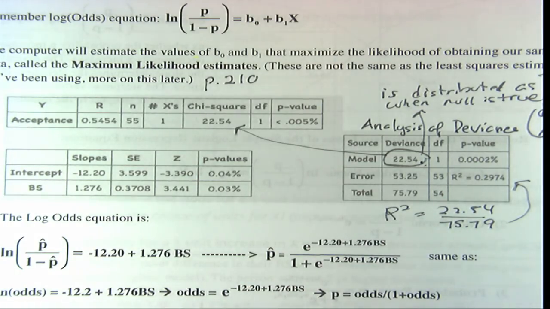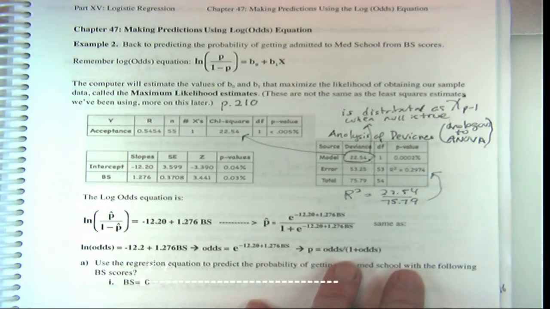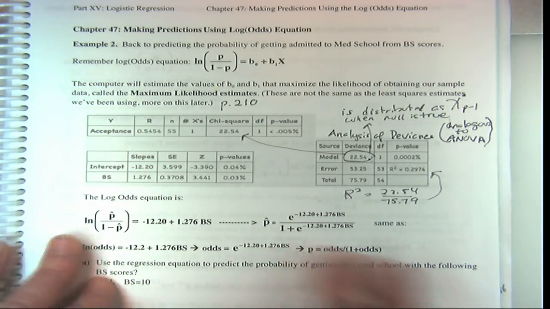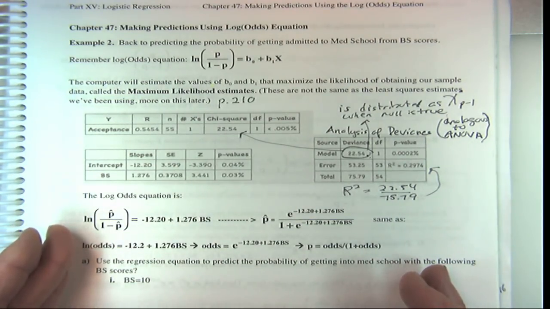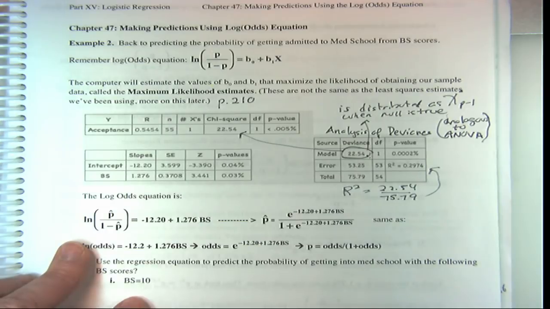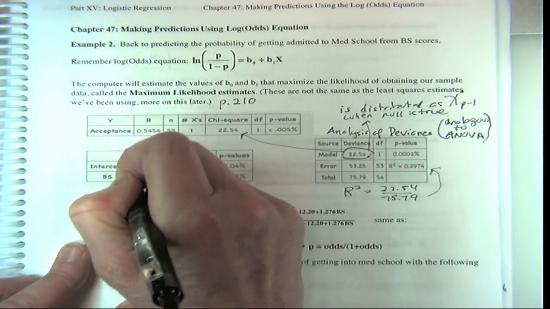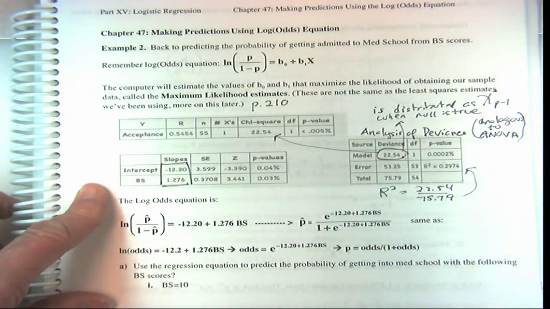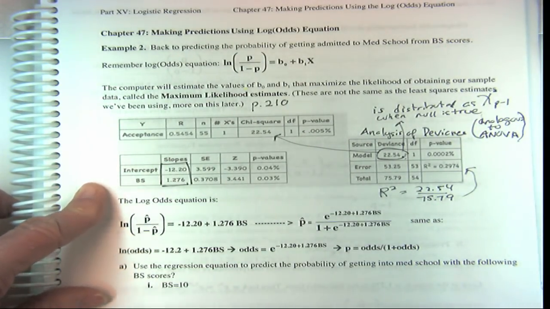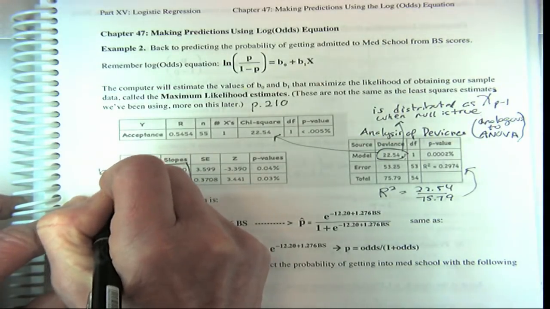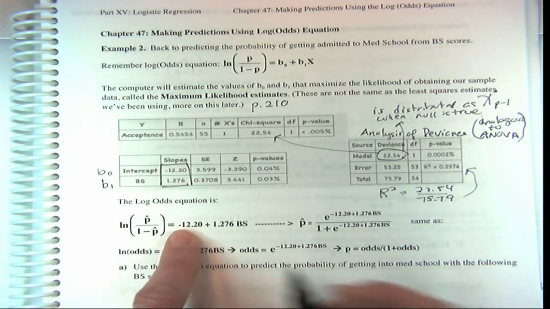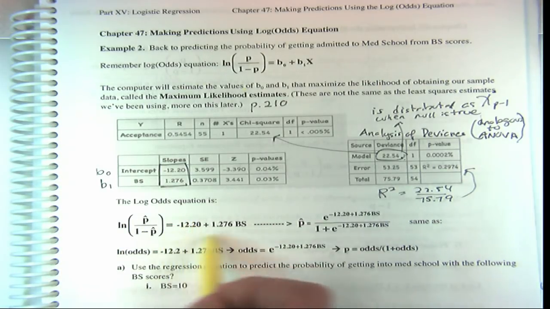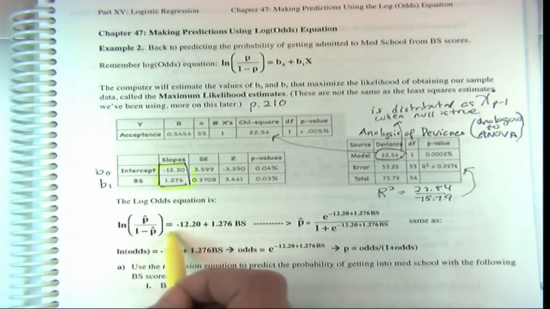But for now, what I want to do is just show you how to make these estimates, using not our regression equation, but what the logistic regression gives us as estimates for our intercept and our slope right there. So this is the equation that we've got, and it's right here.